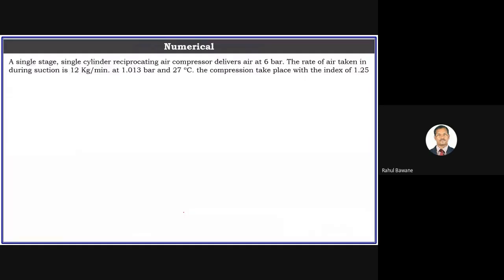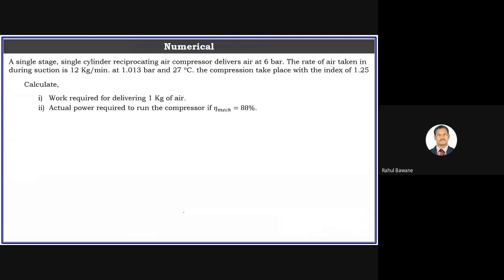Okay. Now we will see two numericals. This is our first numerical. What to calculate? It is asked to calculate the work required for delivering 1 kg of air, and second, the actual power required to run the compressor if mechanical efficiency is 88%. And the statement is: a single stage, single cylinder compressor delivers air at 6 bar.